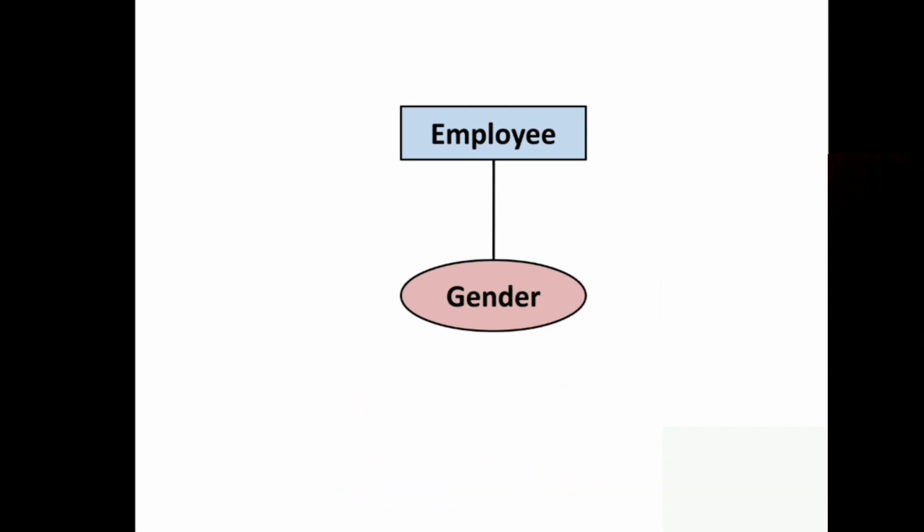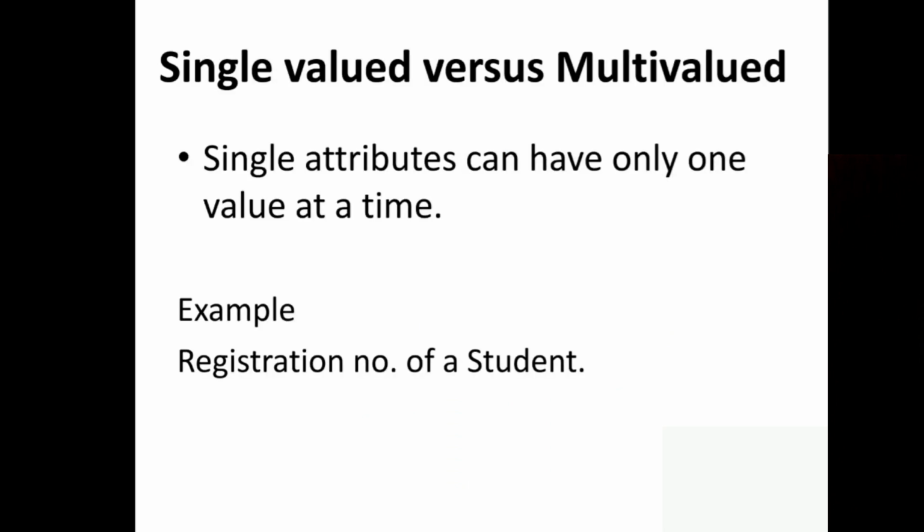Now we are done with the simple versus composite attributes. Next is the single valued versus multivalued attributes. Single valued attributes are the attributes that can have only one value at a time. For example, let's say registration number or roll number of an entity student, because there is only one roll number or registration number of any particular student. Any single student or one student cannot have more than one roll number or registration number, right? So this is an example of a single valued attribute because it can have only one value at a time.